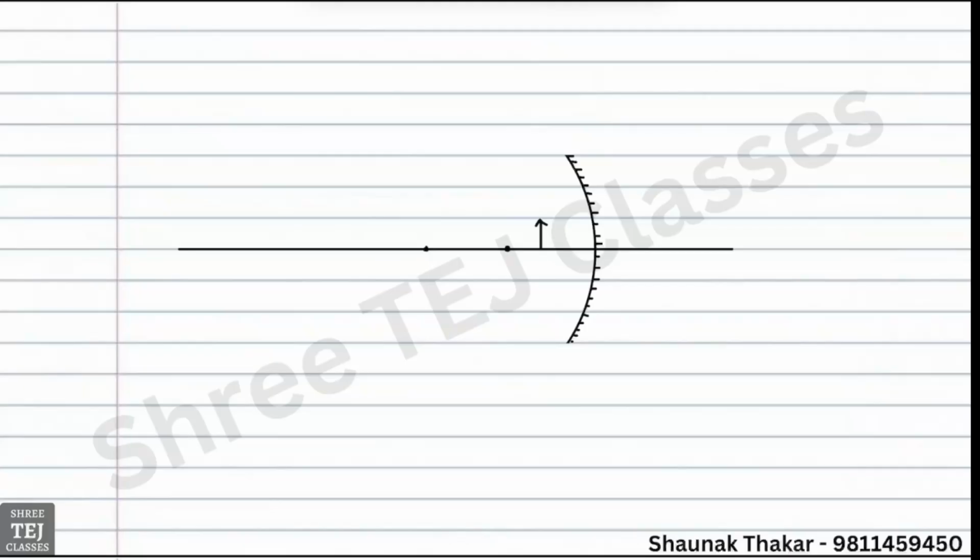Let us choose two rays such that the first incident ray is parallel to the principal axis. So this incident ray is parallel to the principal axis. Now after reflection, it has to pass through the focus. So this is the focus and the ray has to pass through the focus. So the incident ray parallel to the principal axis after reflection passes through the focus.